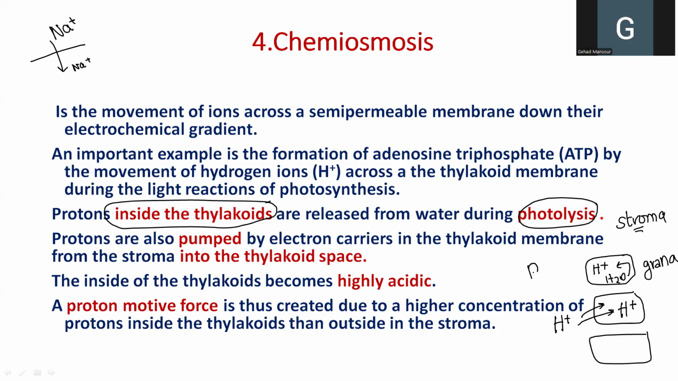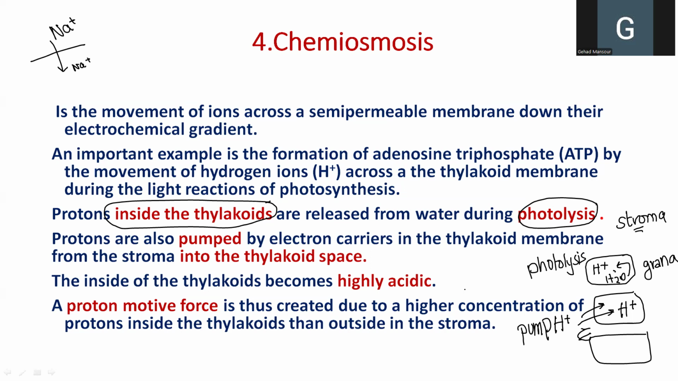The first is the process of photolysis from the water that is already present inside the granum. The second is the pumping of hydrogen ions by the electron carriers into the thylakoid space using some energy. We will be talking about the source of that energy later on.